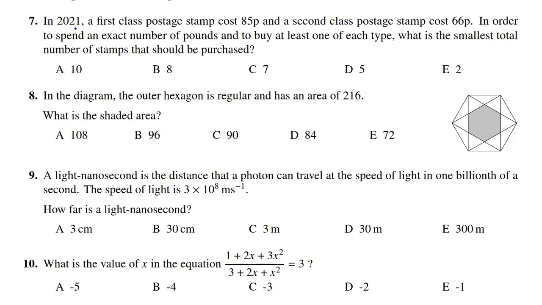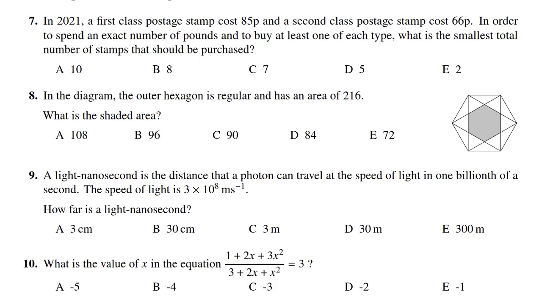Problem 7. In 2021, a first-class postage stamp cost 85 pence, and a second-class postage stamp cost 66 pence. In order to spend an exact number of pounds and to buy at least one of each type, what's the smallest total number of stamps that should be purchased?